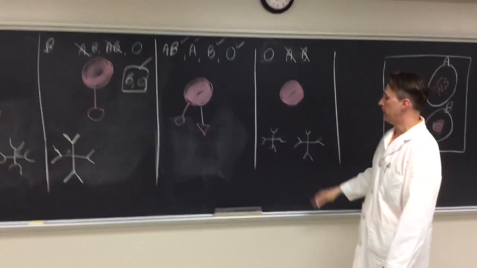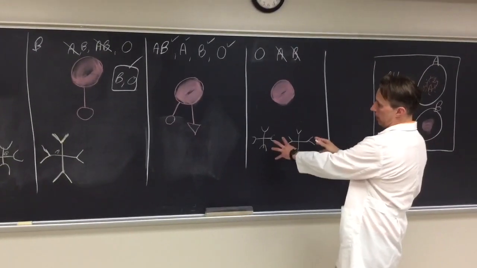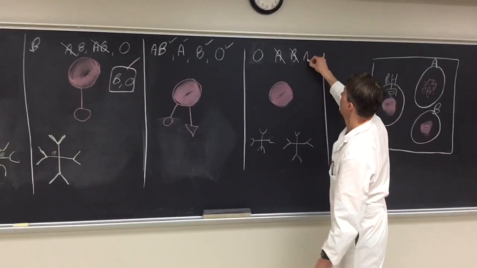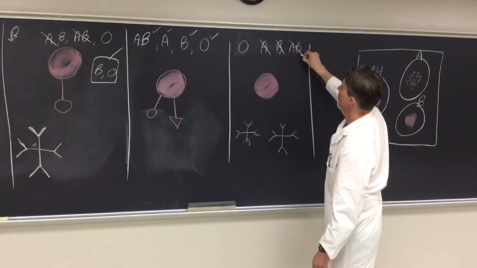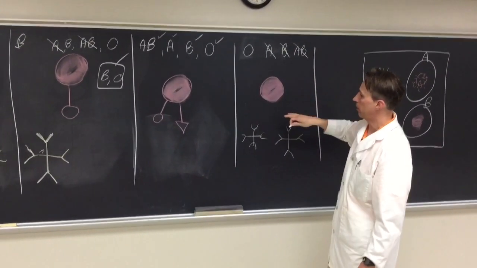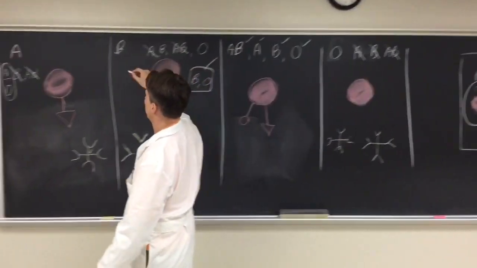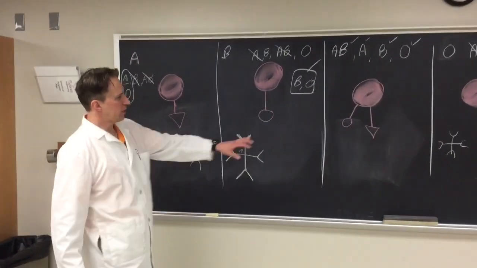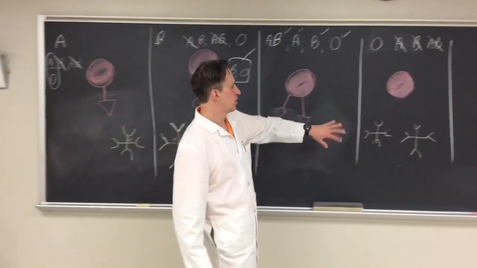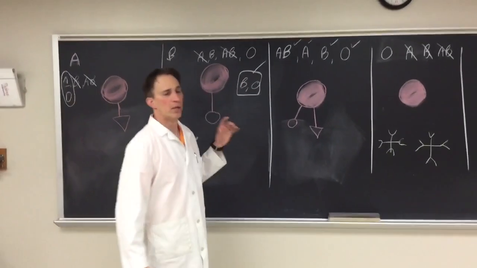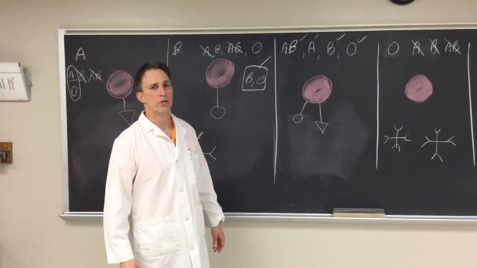Can they take from AB? You have two antibodies attacking two antigens. That would be a double trouble. So they can only accept their own blood. But notice they can give here and here and here. So blood type O cannot take from anybody else, but they can give to everyone. They're considered the universal donor.